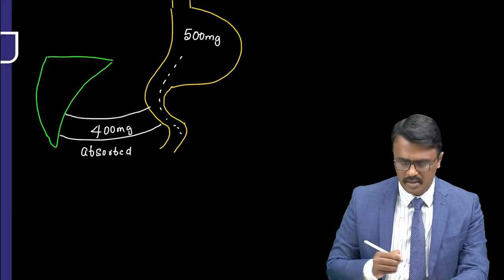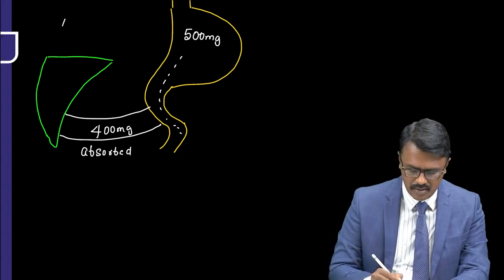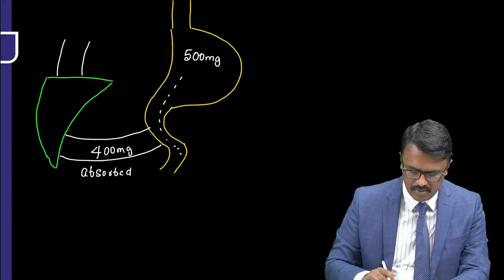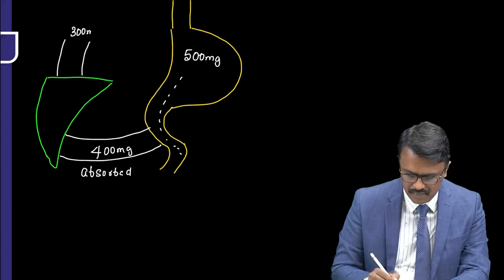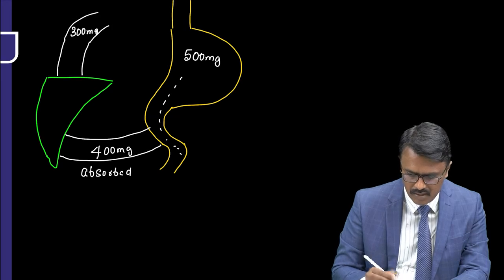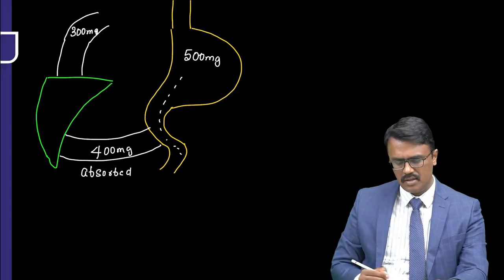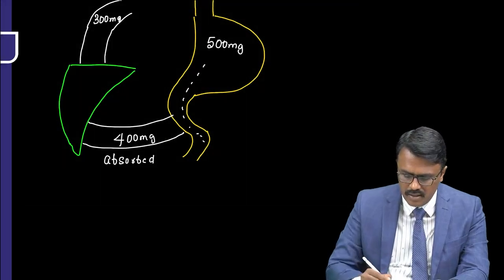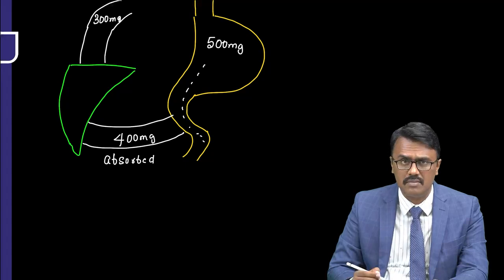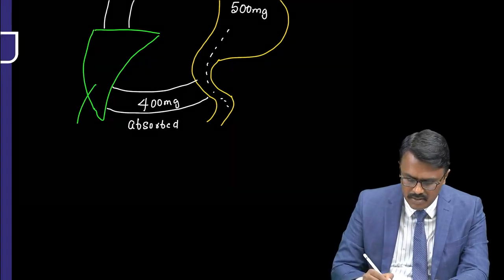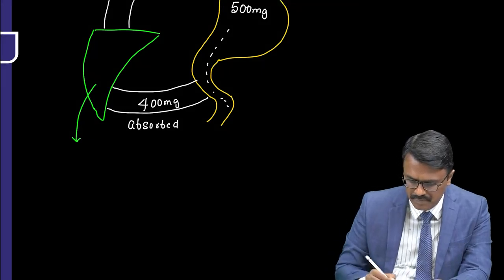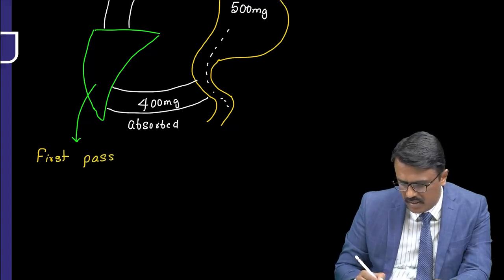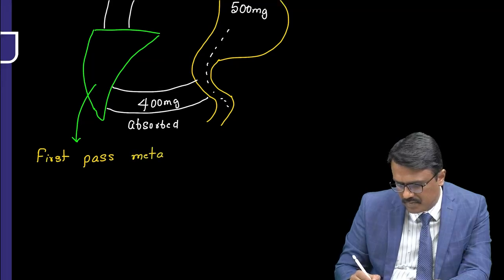Okay, sir. Then it went to the liver. After the liver, it came back to the systemic circulation. So when it came here, the level of the drug is 300 milligram. Now the drug became 300 milligram. Okay, sir, there it is not absorbed, then how come it became 300 milligram here? The reason is when the drug enters the liver, it is metabolized. And when it is metabolized for the first time, this is also called first pass metabolism.